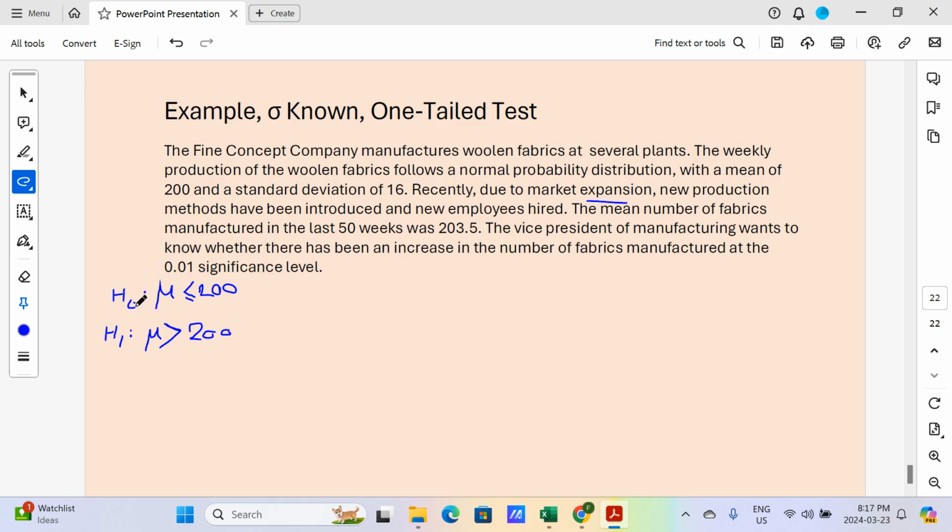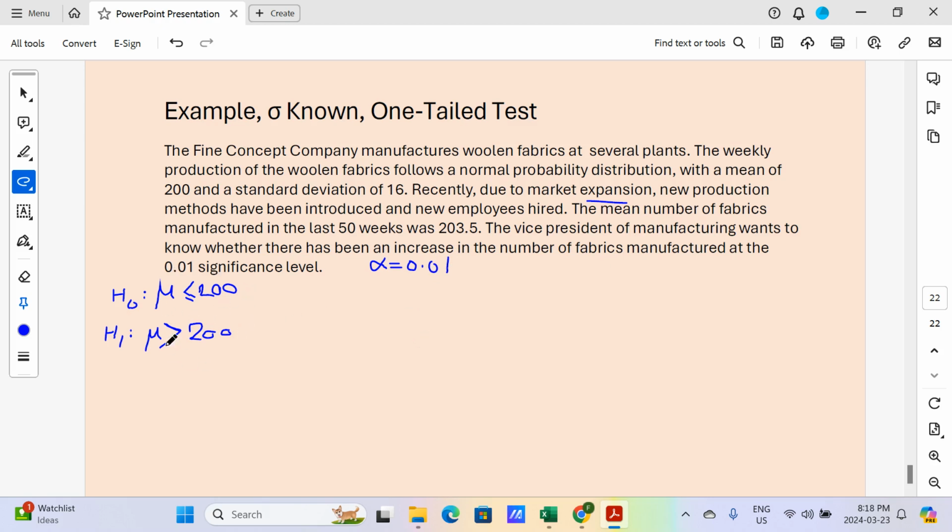The next step after formulating H0 and H1 is alpha. Select alpha. Alpha is already given in the question. It's 0.01. Alpha is the level of risk, the level of significance, and it's the probability or area of the rejection region.